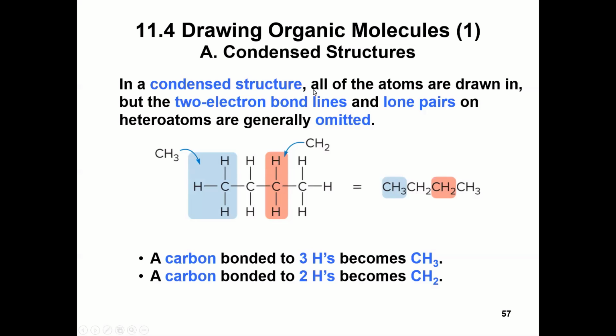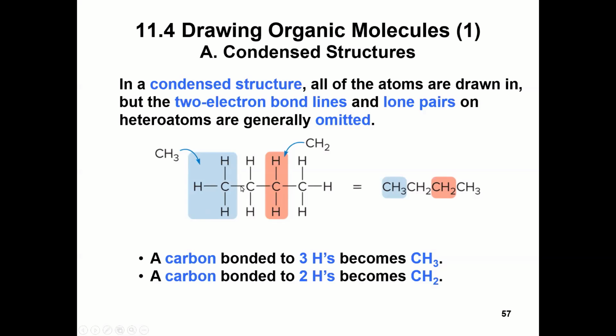In a condensed structure, you do draw in all the atoms, but you omit the 2 electron bond lines and the lone pairs on the heteroatom. So for example, here's the Lewis structure of butane. The ends of the molecule of butane contain a carbon bonded to 3 hydrogen atoms. So instead of writing the carbon with the three single bonds, we just denote that whole group as this carbon and the hydrogens attached to it. We just call it CH3.